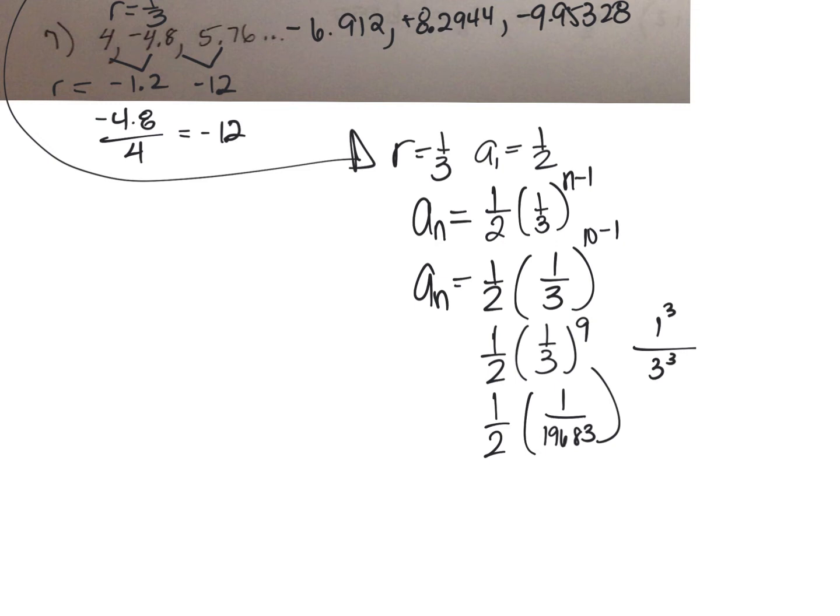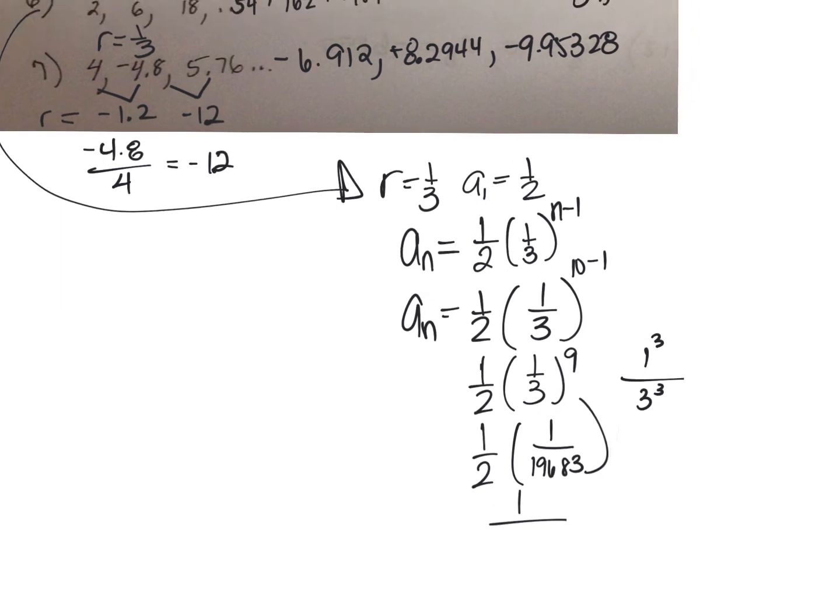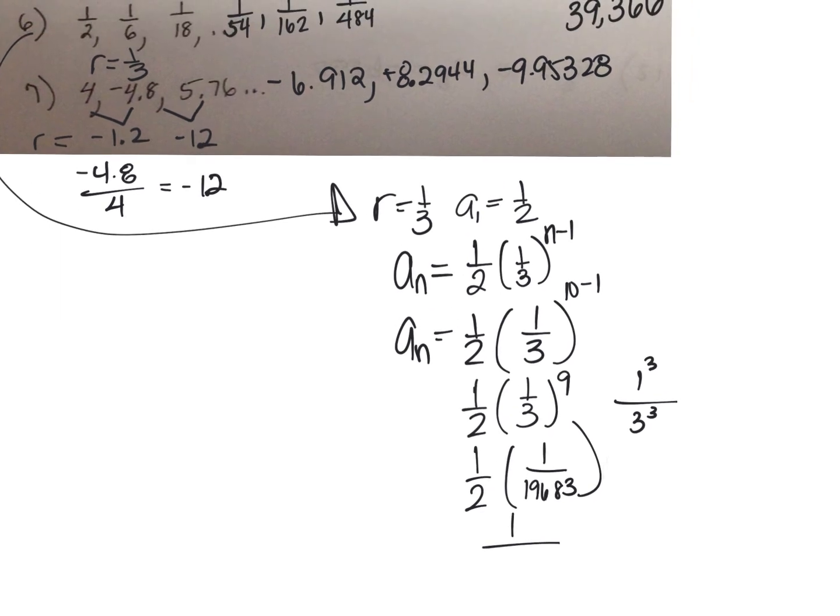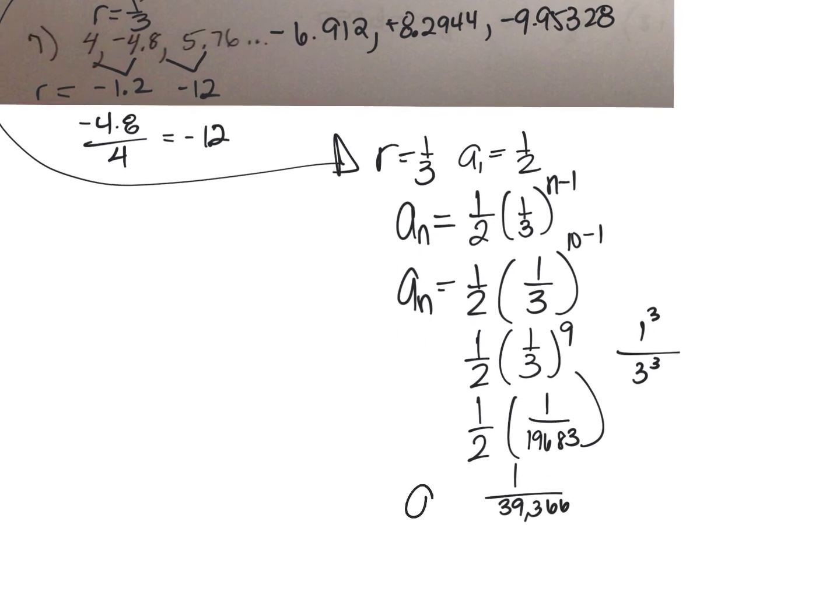And now I can do 1 times 1 is 1. Multiply my numerators. Multiply my denominators. 2 times 19,683 was 39,366. So a10 for number 6 is 1/39,366. The minute we put it into a decimal, we are rounding it, and it becomes inaccurate.